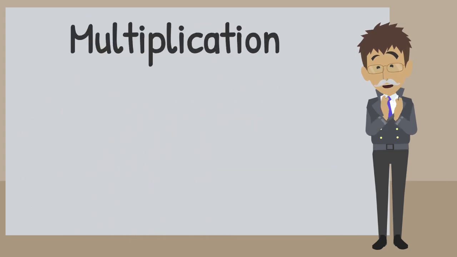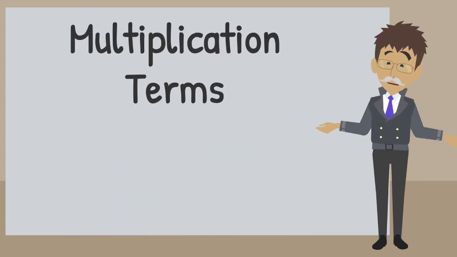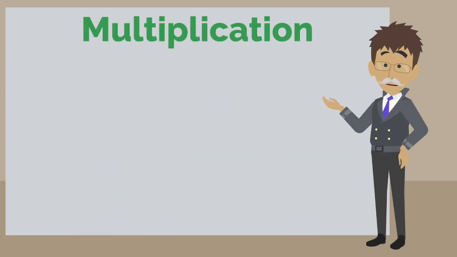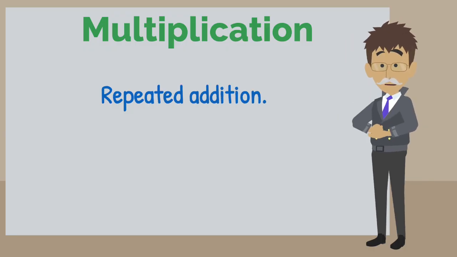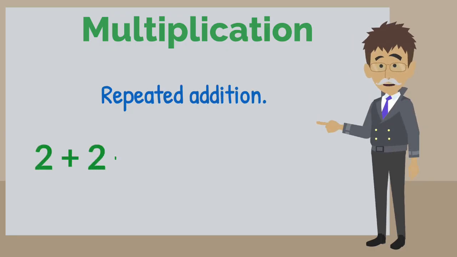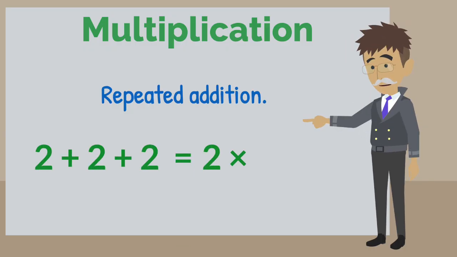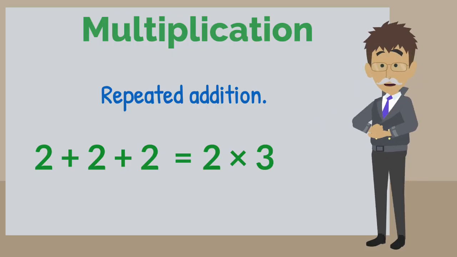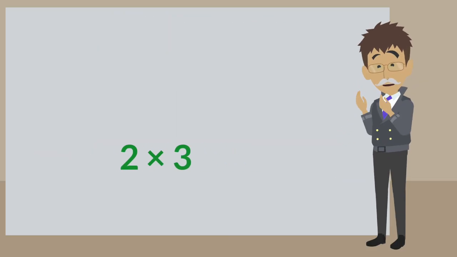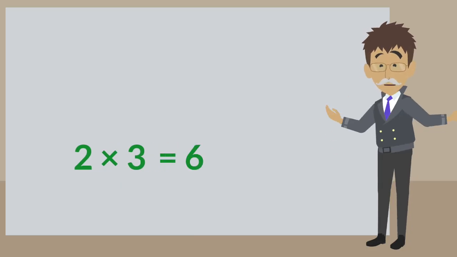Then, our next operation is multiplication. Multiplication. Repeated addition. For example, 2 plus 2 plus 2 is the same as 2 times 3, both of which equals 6. Multiplication problems have the following parts.